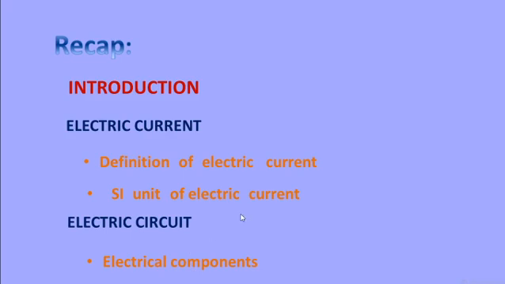Then electric circuit, electrical components. We saw different types of electrical components. For example, the resistor, and the variable resistor. Ammeter to measure the current. Then voltmeter to measure the potential difference of the circuit. Then galvanometer, which indicates the direction of current. Then a diode, which means LED, light emitting diode. Then lastly we discussed the ground connection.